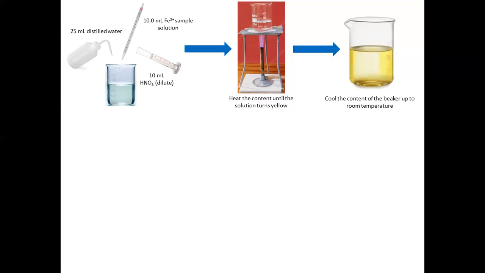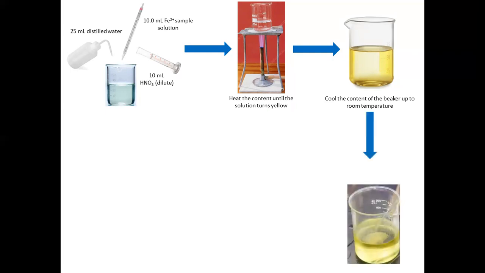Next step is to cool the content of the beaker up to room temperature. Then you have to add about 2 grams, which is actually 2 spatula of solid ammonium chloride NH4Cl and about 10 ml of aqueous ammonia NH3 solution with the help of a measuring cylinder to the content of the beaker slowly with constant stirring with the help of a glass rod.